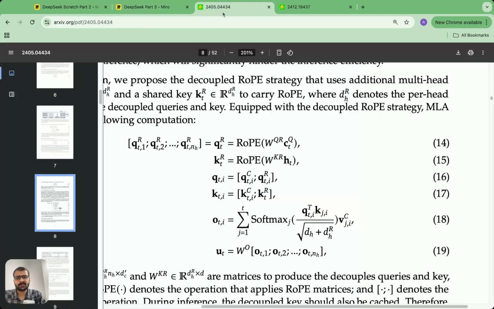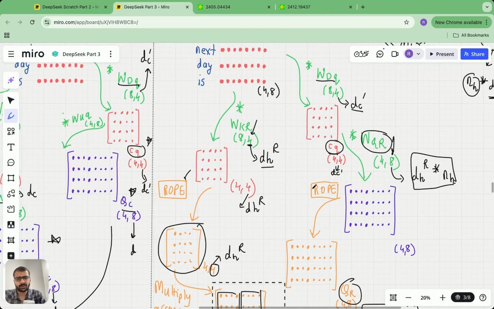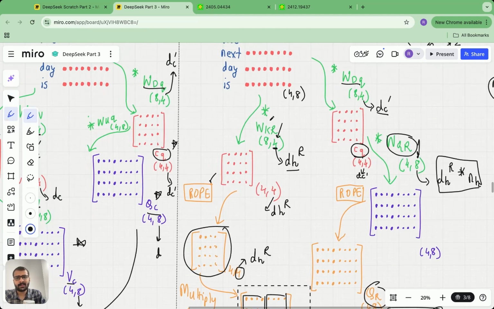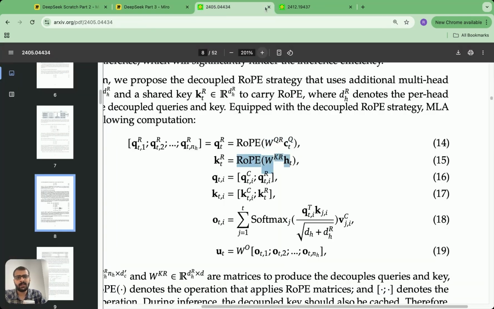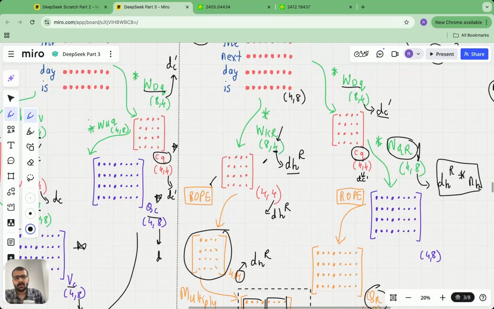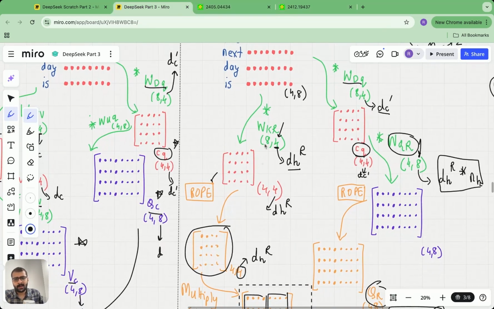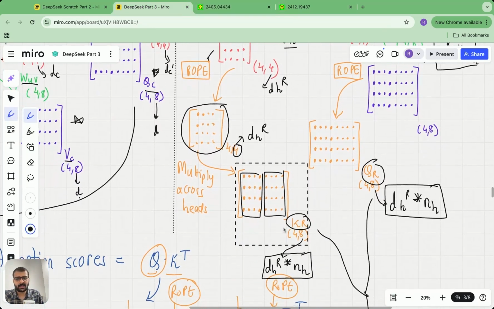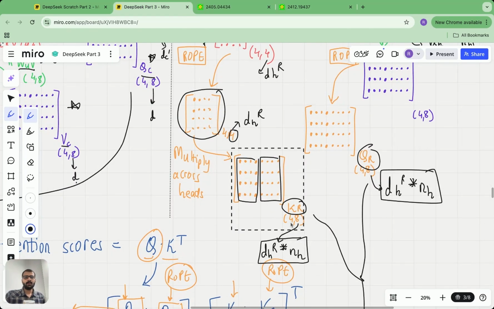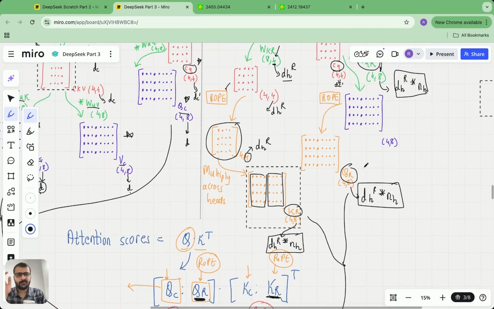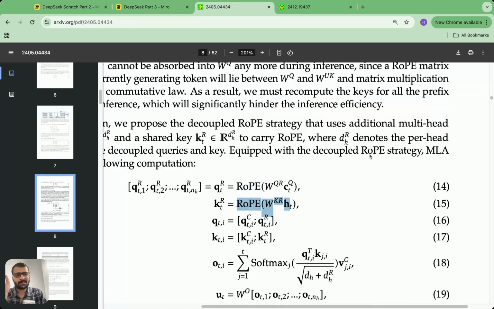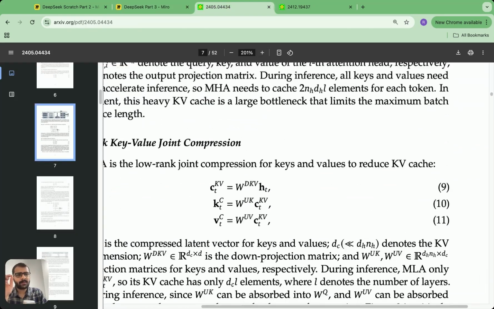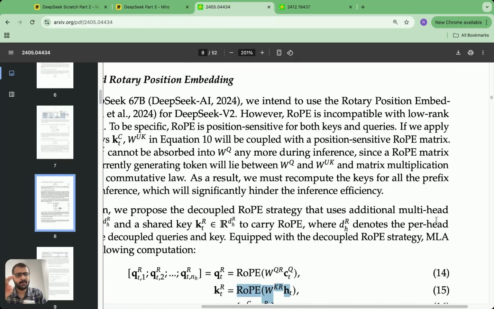What's being shown over here? We start with CQ and we multiply with WQR, and then we apply rotary positional encoding to it. That's how we get the QR. And then in equation number 15, we multiply the input with WKR, and then we expand it across the heads. That gives me my KR. Okay. So we have covered everything until steps 9, 10, 11, 12, 13, 14, 15.